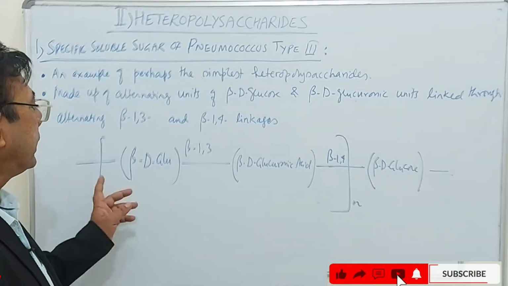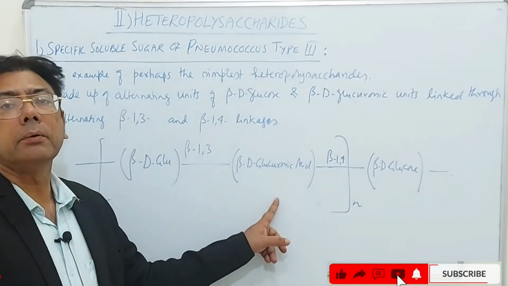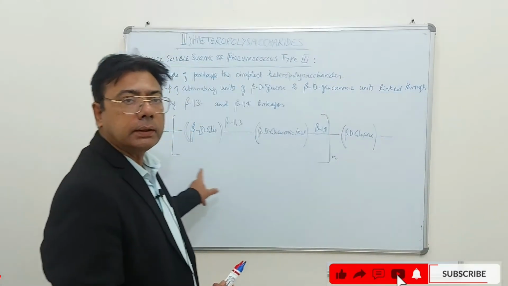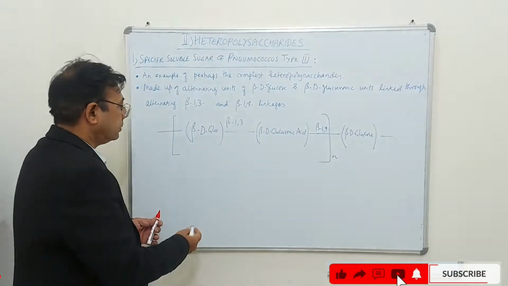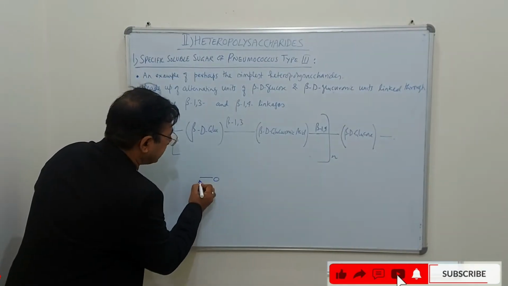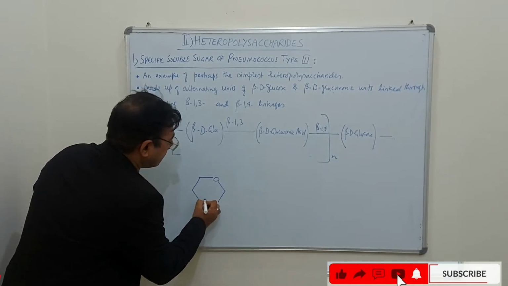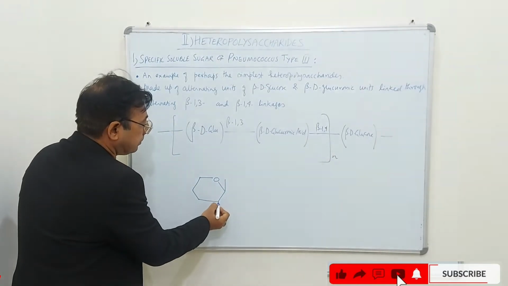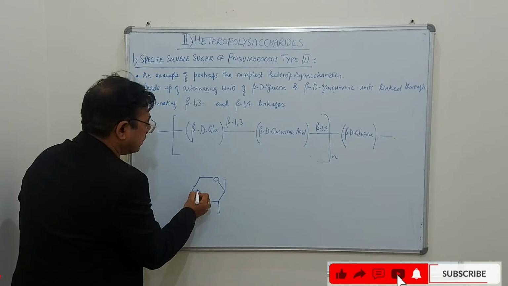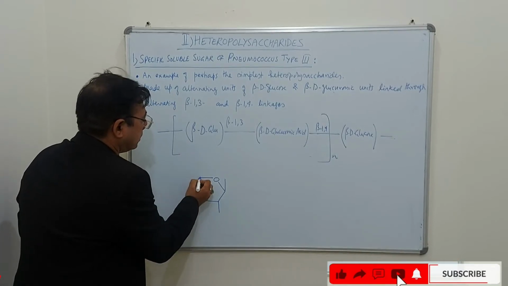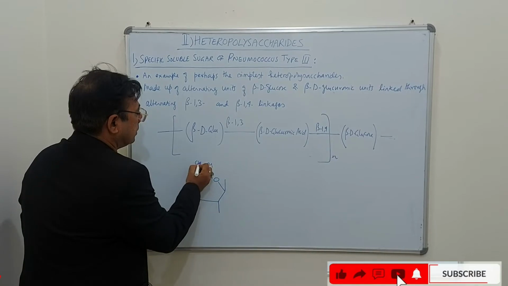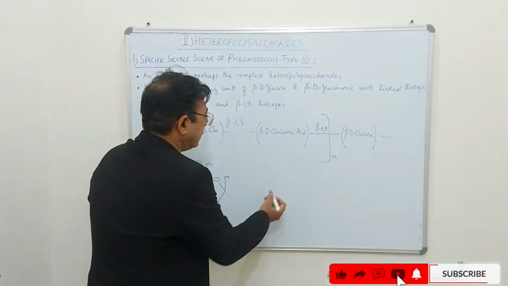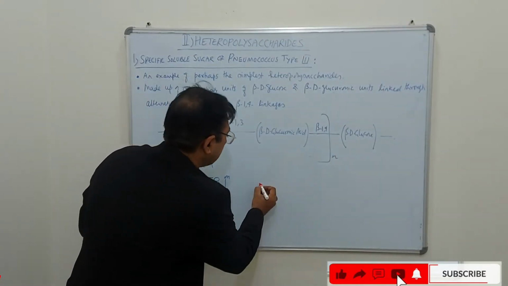Since it is made up of alternating beta D glucose and beta D glucuronic acid molecules, its unit is in fact a dimer, and it's easy to draw the structure. I am showing it here. For what you have to do, you have to first draw a beta D glucose molecule. So I am drawing beta D glucose like this. You see that this is beta D glucose, here it is OH, and then you have to draw, maybe I use a different color.